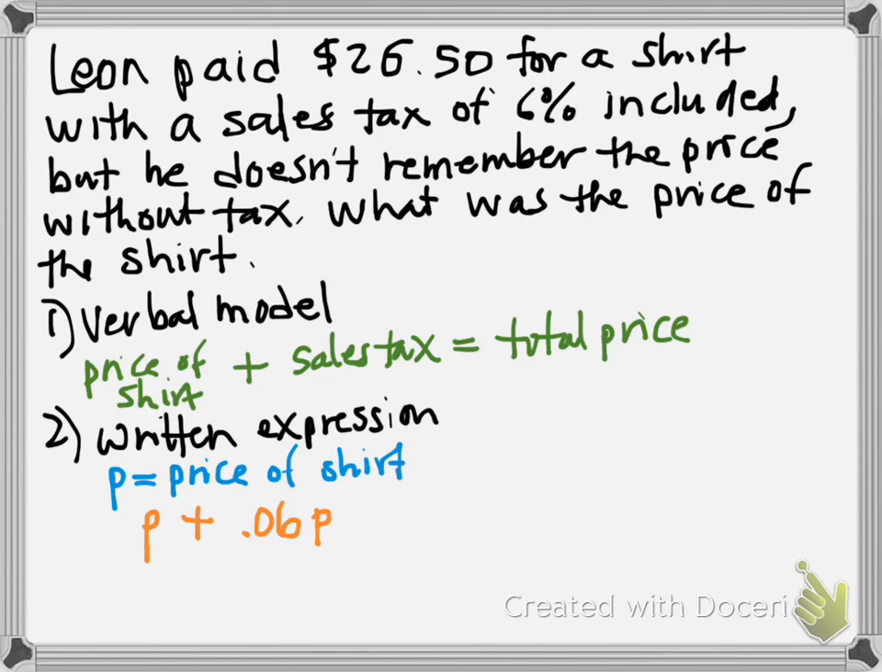Because remember, it's 6% of the cost of the shirt. By the way, you just found another word that means multiply. Of. Not every time, but often. It wouldn't be 0.06 times cost times shirt, that doesn't make sense. But again, of is a word that we often use in place of multiplication. And then we have equals. And what was the total price of the shirt? Yeah. He paid $26.50.